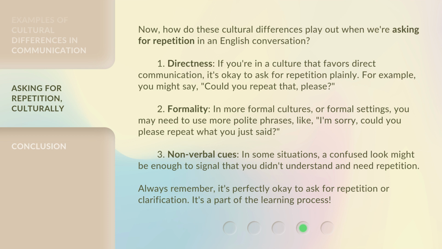2. Formality. In more formal cultures, or formal settings, you may need to use more polite phrases, like, "I'm sorry. Could you please repeat what you just said?" 3. Nonverbal cues. In some situations, a confused look might be enough to signal that you didn't understand and need repetition. Always remember, it's perfectly okay to ask for repetition or clarification. It's a part of the learning process.